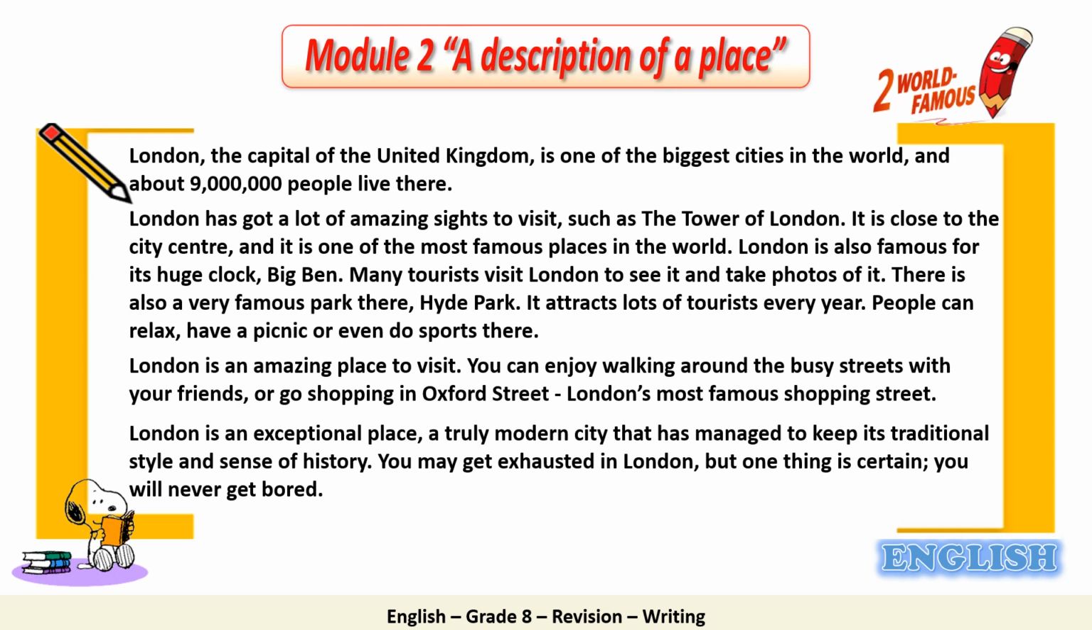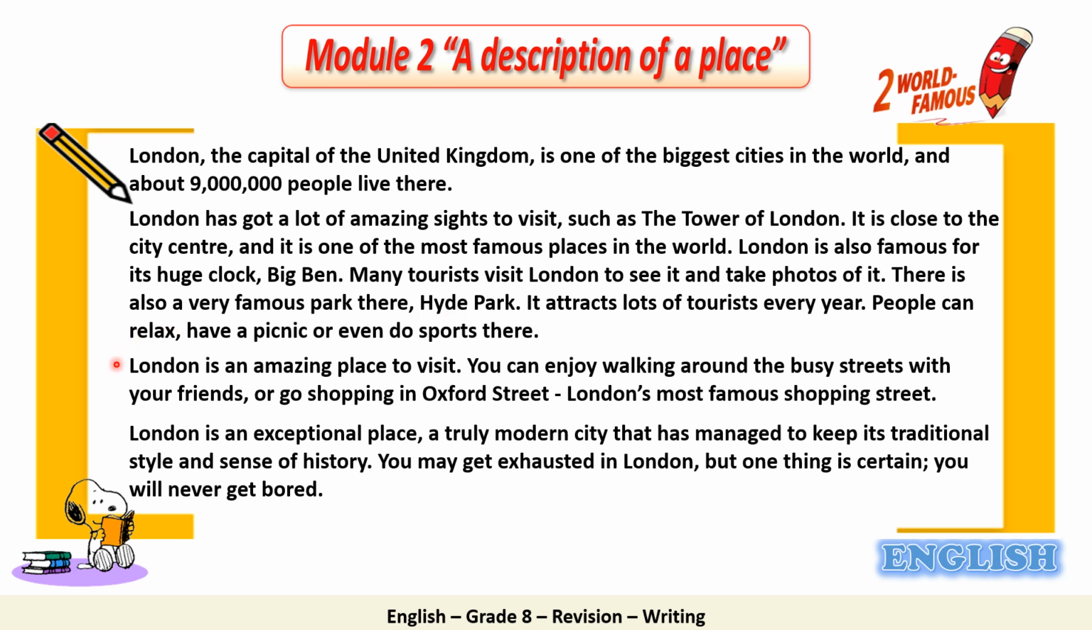Now look at this model. In the introduction, the writer gives some general information about the place. It's the capital of the United Kingdom, one of the biggest cities in the world, and about 9 million people live there. In the main part, the writer mentions some of the sites, and he gives some information about each site. He mentions the Tower of London, Big Ben, and Hyde Park, and gives details about each one of them.